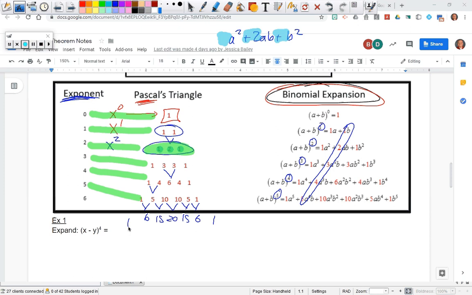Does anyone see any other patterns right now? 1, 5, 10, 10, 5, 1. It mirrors for sure. It's got an evenness to it. Yep. And the reason why it mirrors is because you have 2 binomials.